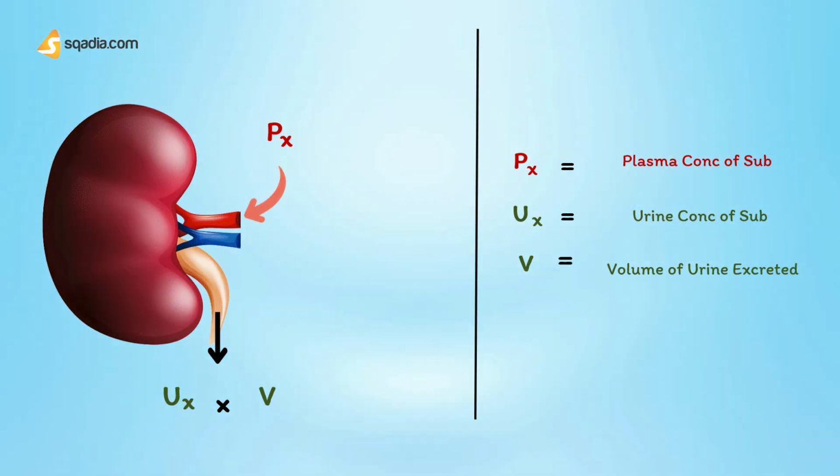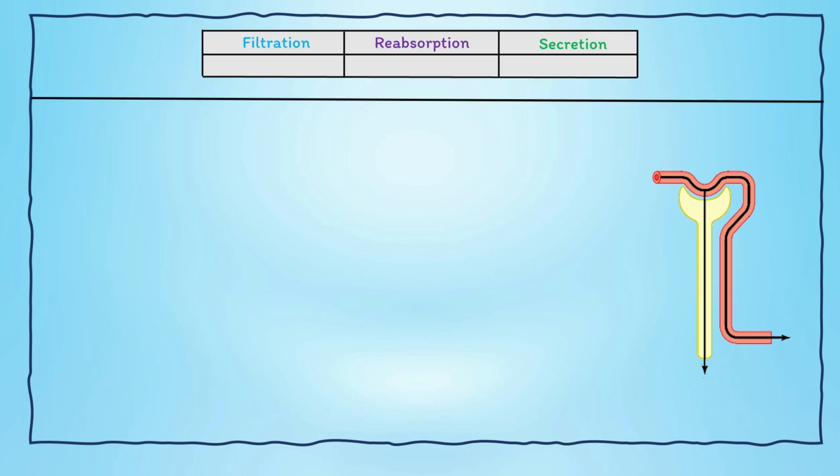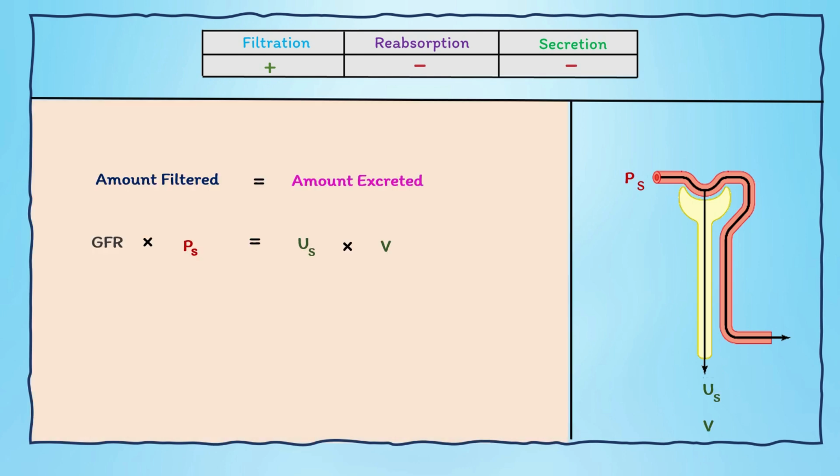Inulin clearance can be used to estimate glomerular filtration rate. If a substance is freely filtered, meaning filtered as freely as water, and is not reabsorbed or secreted by the renal tubules, then the rate at which that substance is excreted in the urine is equal to the filtration rate of the substance by the kidneys. The glomerular filtration rate, therefore, can be calculated as the clearance of the substance.